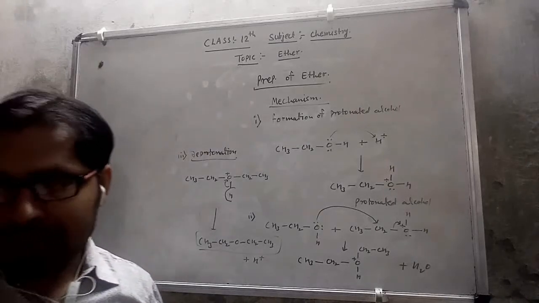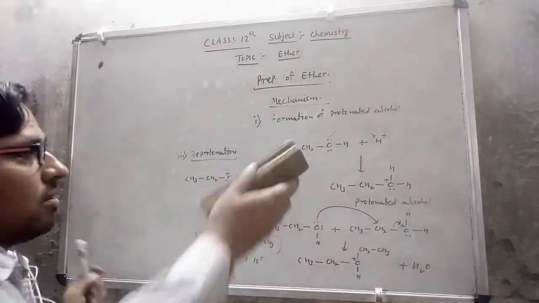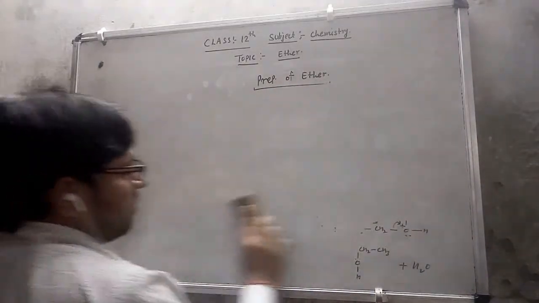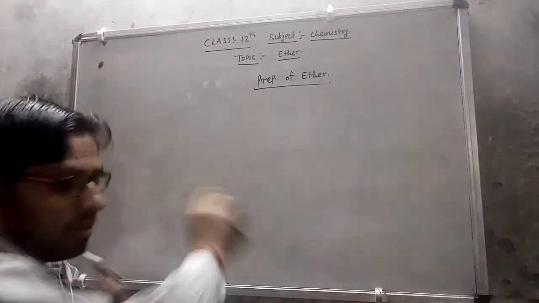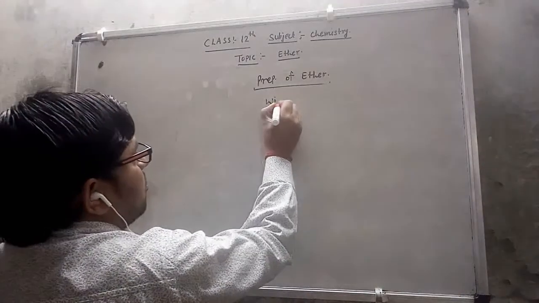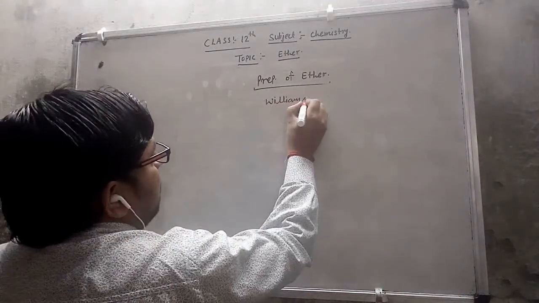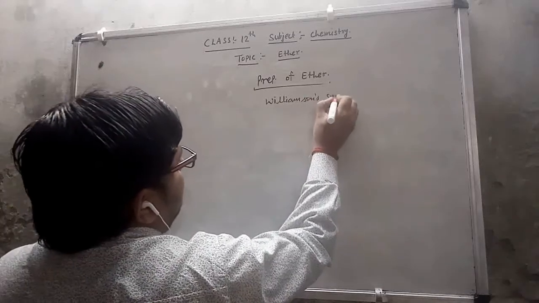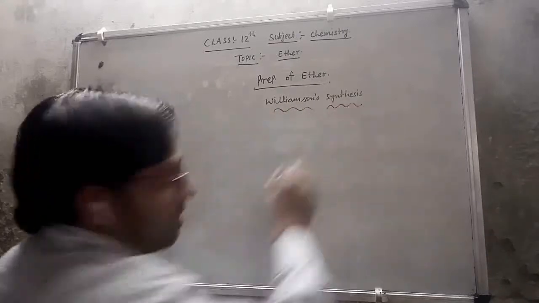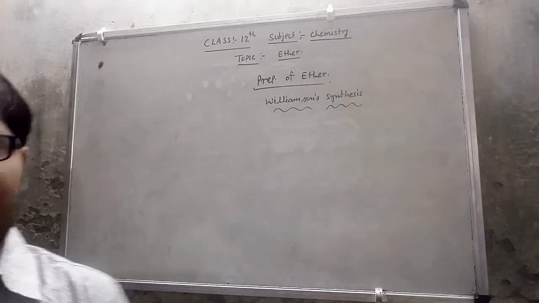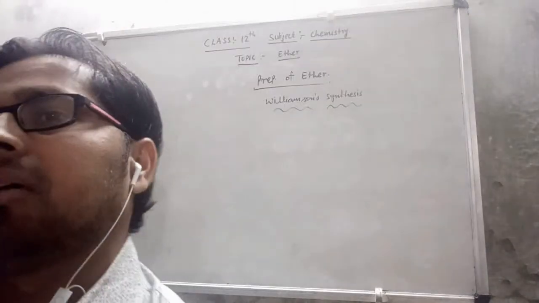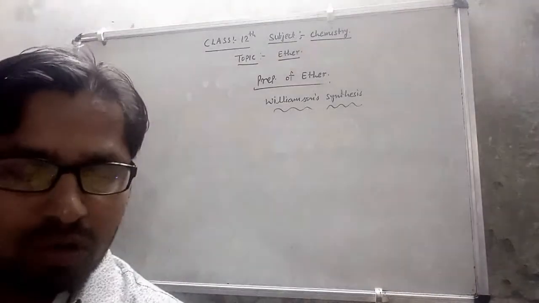Now the second method of the preparation of ether is Williamson synthesis. Williamson's synthesis is a naming reaction also. Sometimes it will come as a naming reaction, so please be aware. Maybe they can ask it as a naming reaction also, so you should know about it.